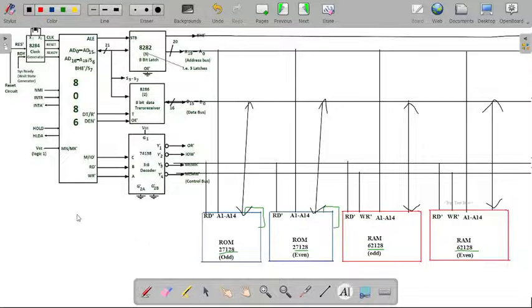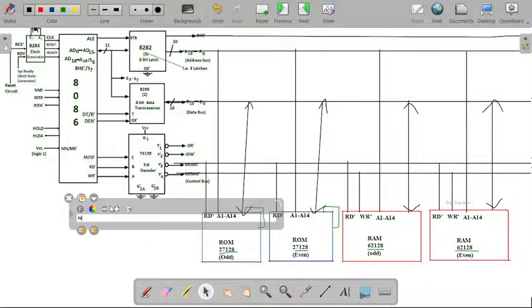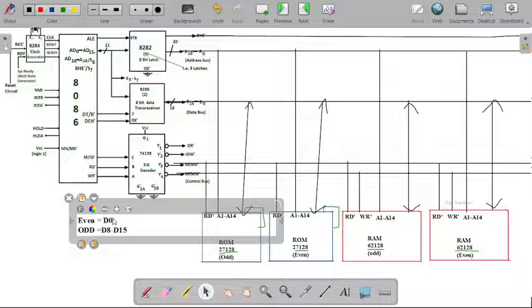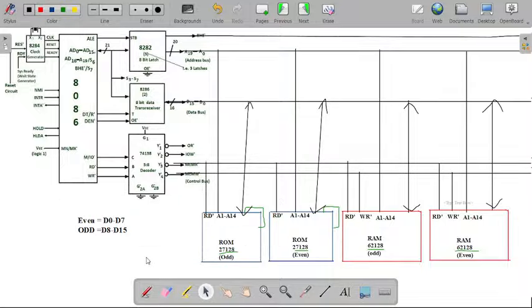So now we have to remember one point. Whenever we have two types of banking, that is even and odd memory banking, the data lines will be connected, that is our D8 to D15 lines, our higher order data bus, will be connected to our odd memory bank, and our lower order data bus will be connected to our even memory bank.